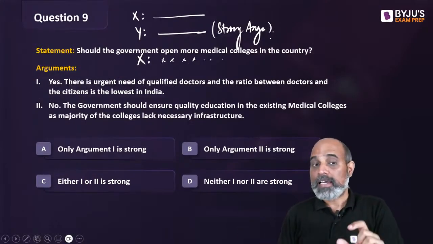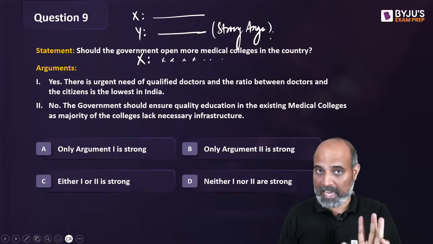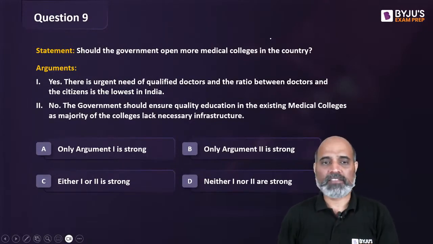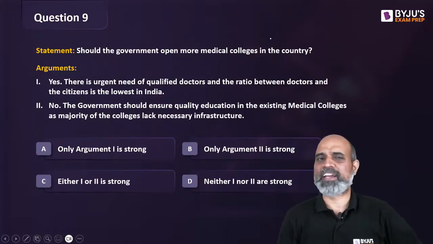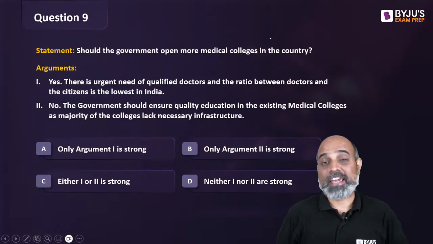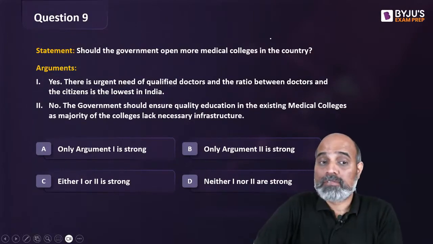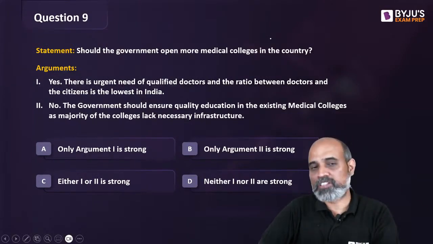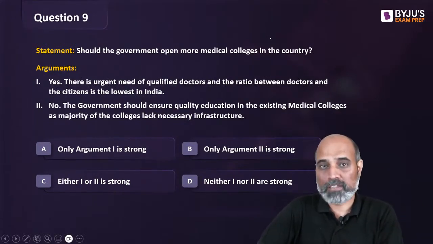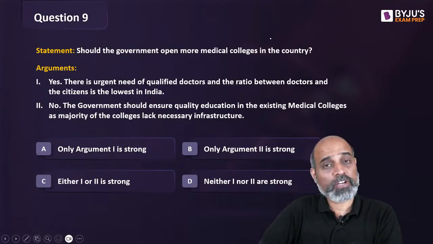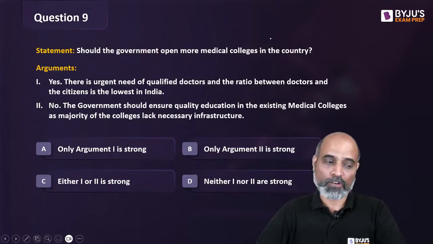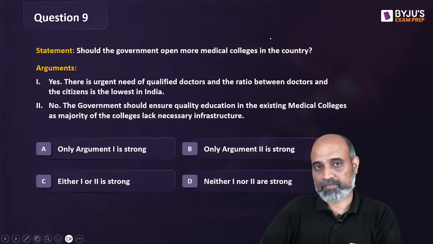One of the scenarios. ऐसे ही कुछ आपको strong और weak में करना होता है कि ऐसा जवाब देना है कि सामने वाला शांत हो जाए. So suppose if somebody says, you know what, the government should open more medical colleges in the country. So if I say, yes, government should, you know what, there is actually an urgent need of qualified doctors and the ratio between doctors and citizens is a very skewed one. Okay, it's the lowest in India. Is this strong enough? क्या ये argument parliament में opposition बोलेगा तो government will be like कि चलो करते हैं.